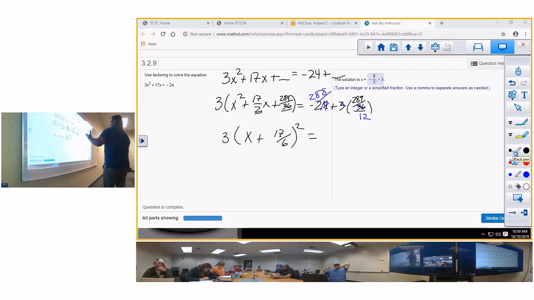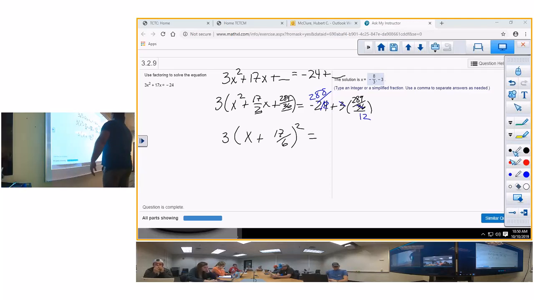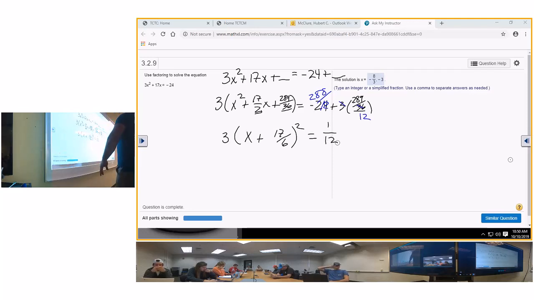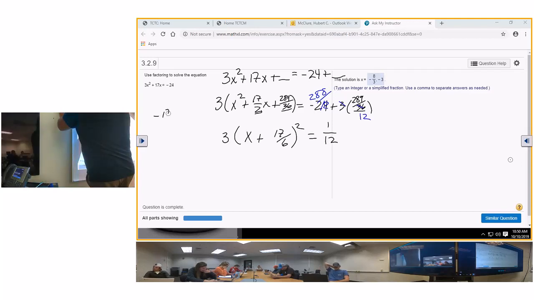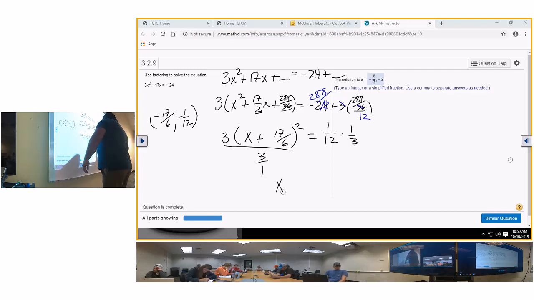That's 7th grade and below math, getting a common denominator. So what is negative 288 plus 289? 1. That's right, class. So our vertex is negative 17/6, comma, negative 1/12. And divide by 3, which means multiply by 1/3, and we get x plus 17/6, quantity squared, is equal to 1 over 36.